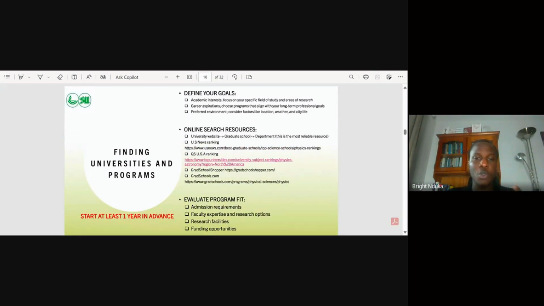First, define your goals. So your academic interest must be very specific to your field of study and your research interest. You don't want to go so broad. You must be very specific. Your career aspirations, all right? The preferred environment. The United States is vast. Okay, you need to look at the preferred environment. Consider factors such as the location, the weather, and the city life.